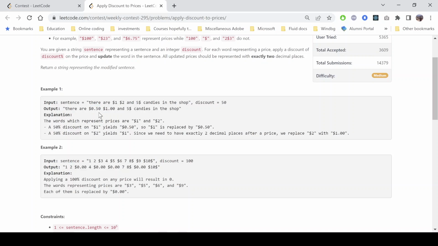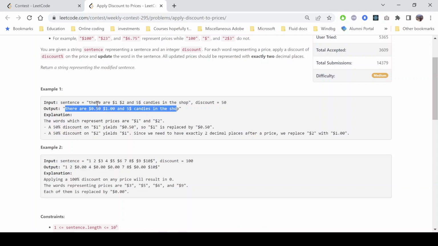And again, $2 is also a valid price. So 50% discount leads to $1. And now $5 is not a valid price because the dollar needs to be present at the first place. So the rest of the characters remain same. These two are the modifications.